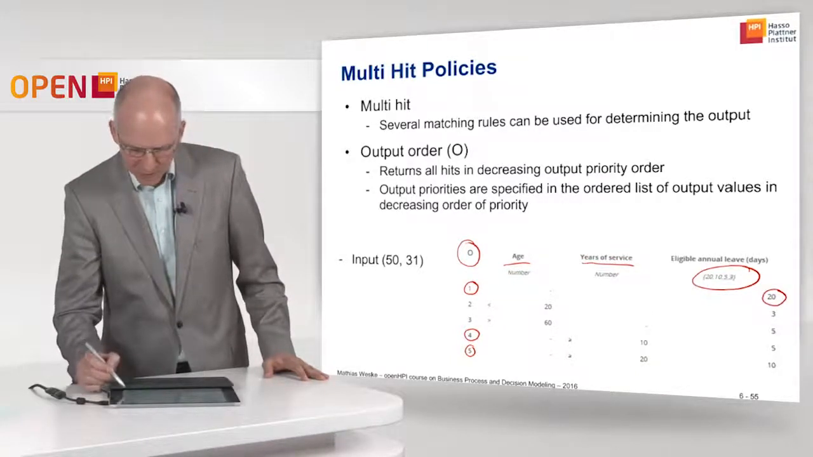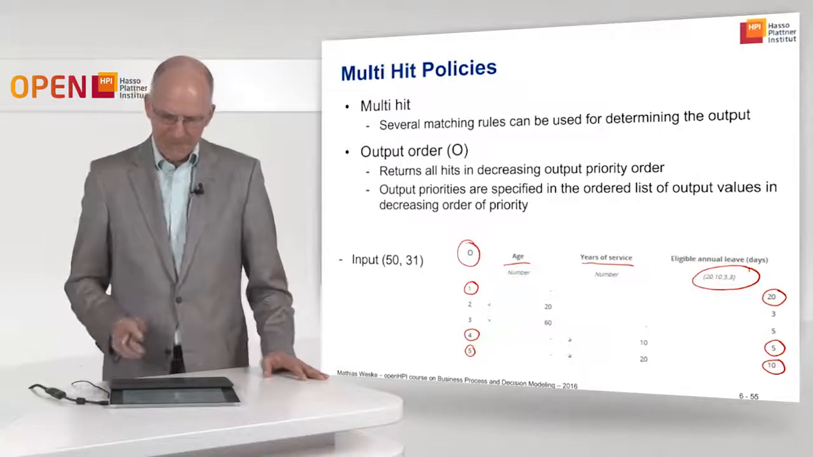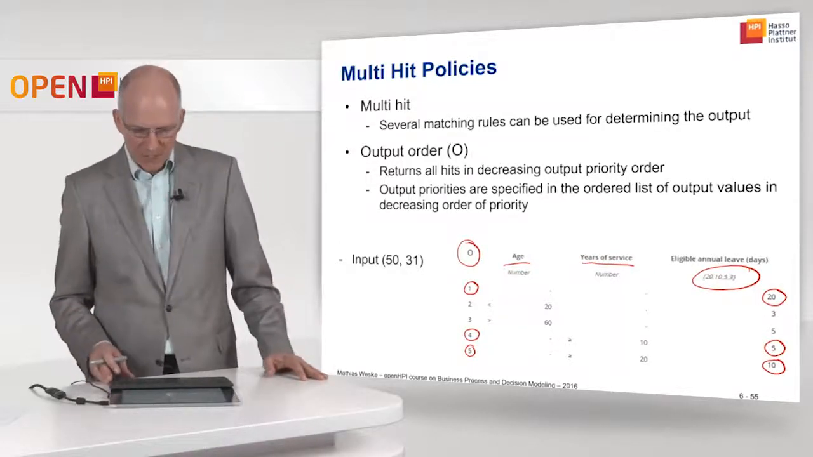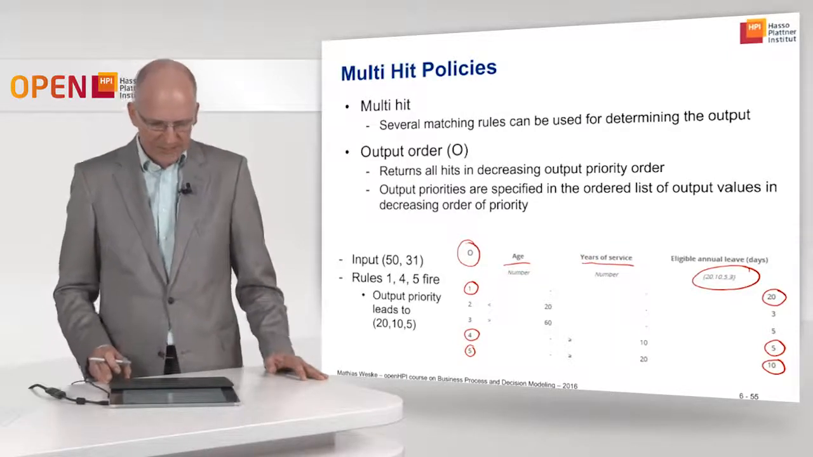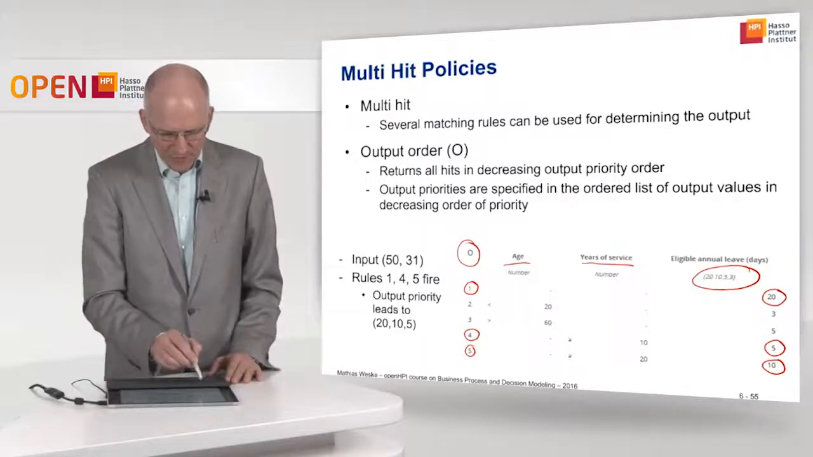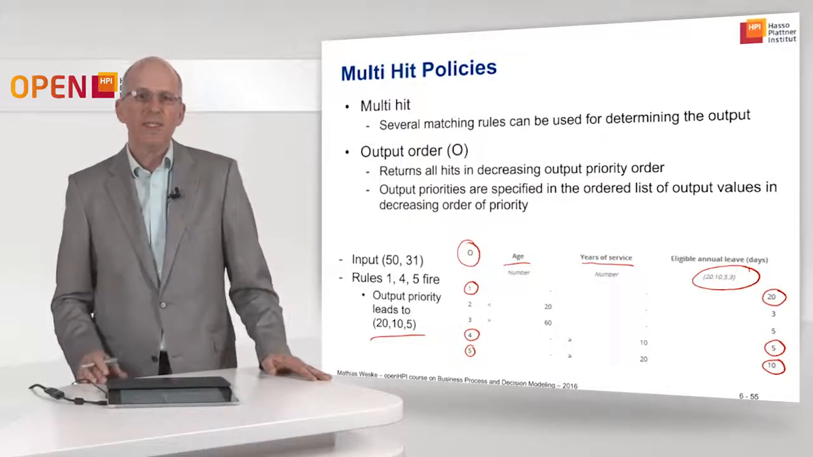First, we have to look at the output. For rule 1, it's 20. For rule 4, it's 5. For rule 5, it's 10. So we have 3 outputs, and we use these to generate the final output, which is the ordering 20, 10, 5. Why 20, 10, 5?